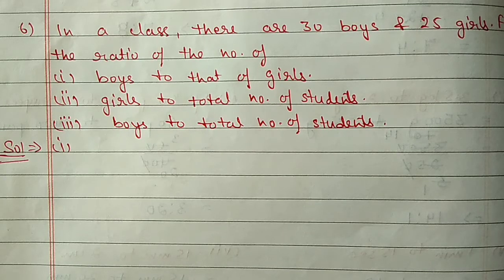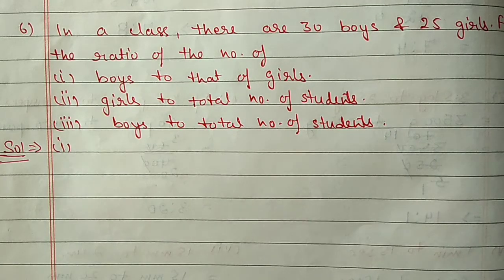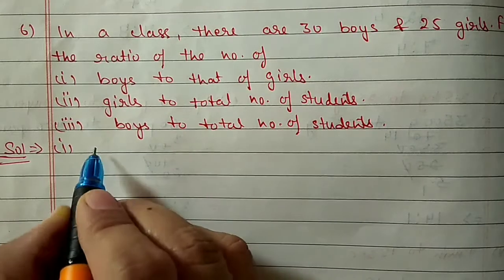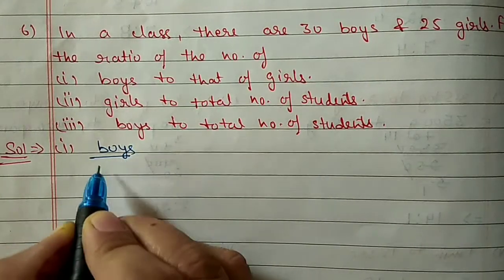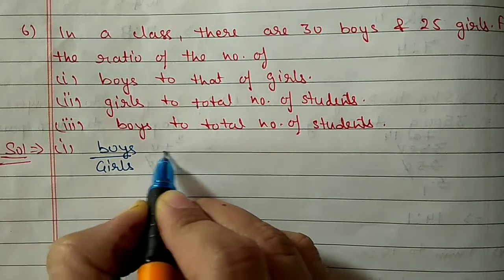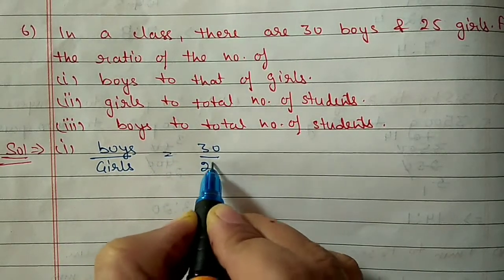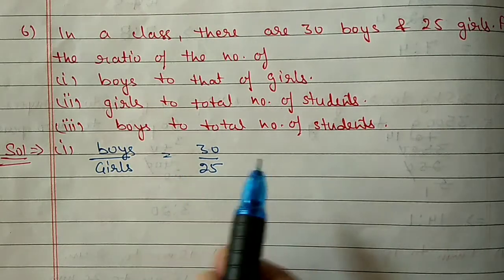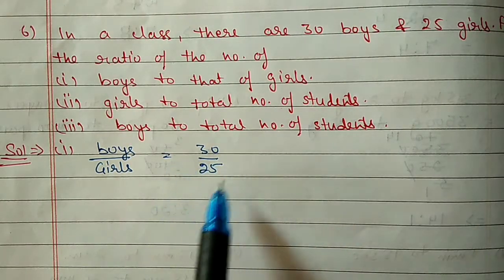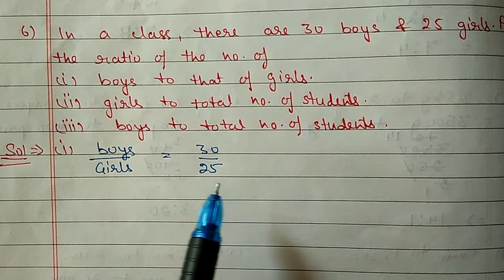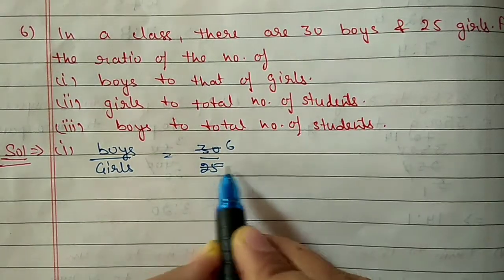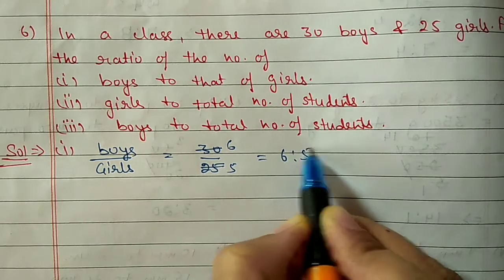Next question number 6. In a class there are 30 boys and 25 girls. Find the ratio of the number of boys to that of girls. First part. Second part, girls to the total number of students, and third part, boys to the total number of students. So in the first part we have to find out boys to girls. So boys are given 30 and girls are given 25. Change into the standard form. Always remember, when you are finding out the ratio, change into standard form or the simplest form. 5 6s are 30 and 5 5s are 25. So the answer is 6 is to 5.